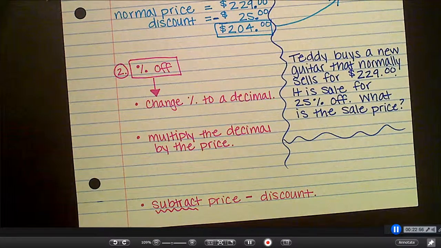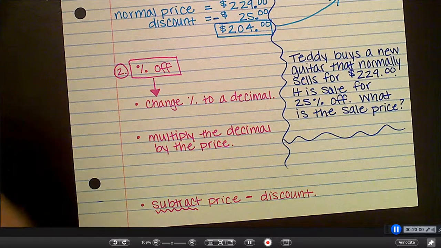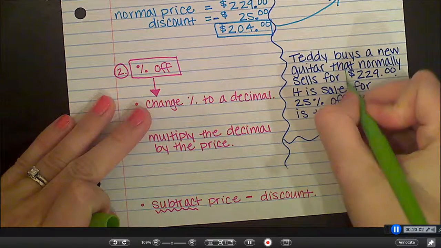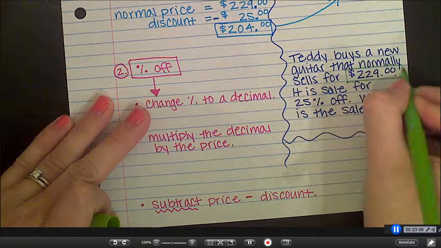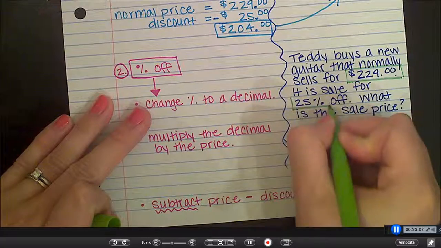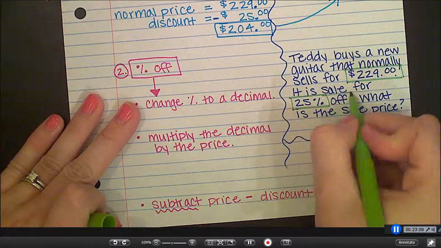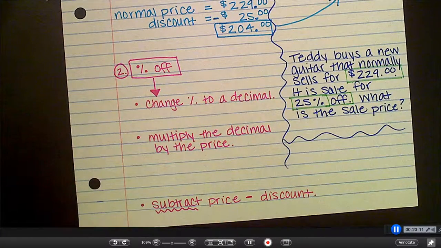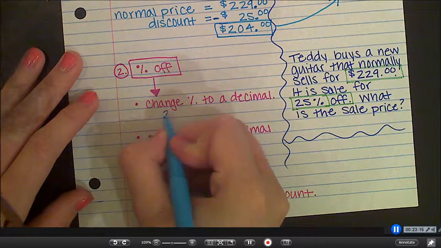So let's do this example. We still have $229, but this time it's 25% off instead of $25 off. So they're definitely not the same thing. Let's look here. 25%.